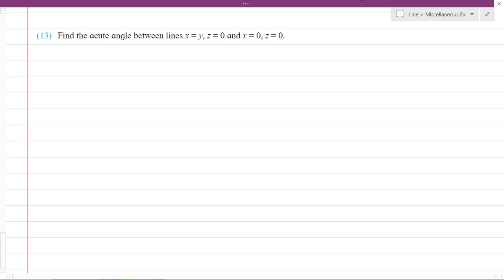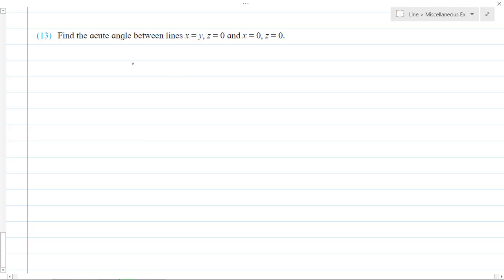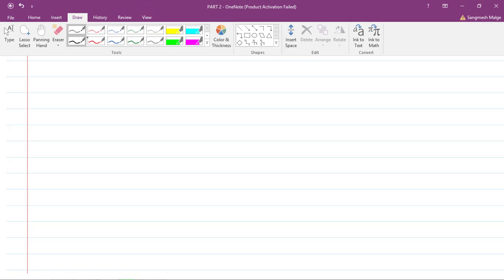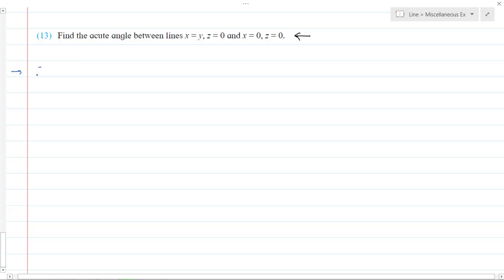Okay, again we require some different concept in this. Find the acute angle between the lines this and this. Now if you observe, the lines are somewhat different. So let me take what is given, the first line. This is L1, and this is what L2 is.